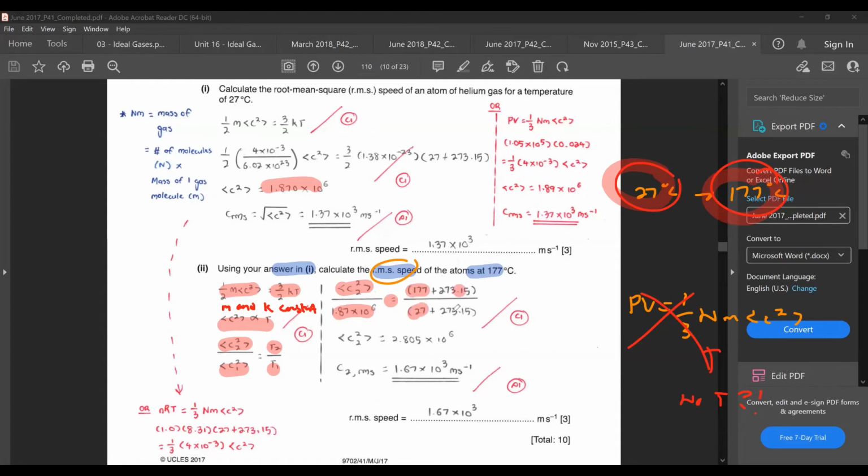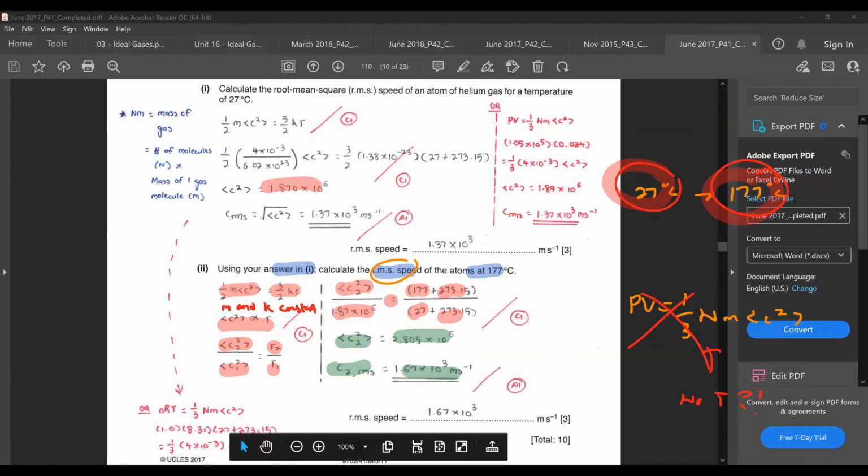Change them to Kelvin: 177 plus 273, divided by 27 plus 273. This is the value of your answer. Okay, 2.805 times 10 power 6. Then square root it, you're going to get 1.67 times 10 power 3. Okay, so this is your answer.